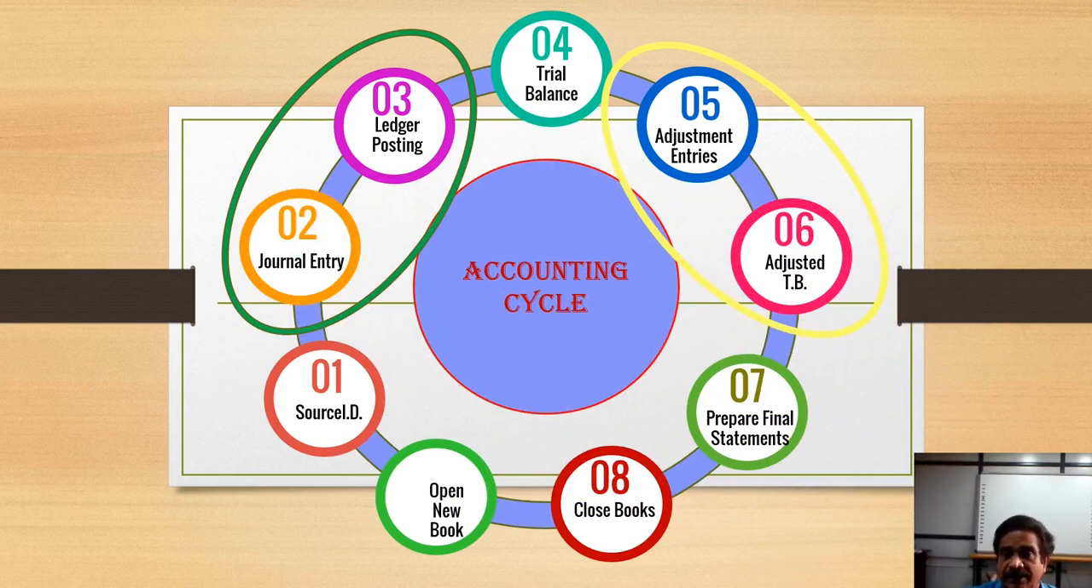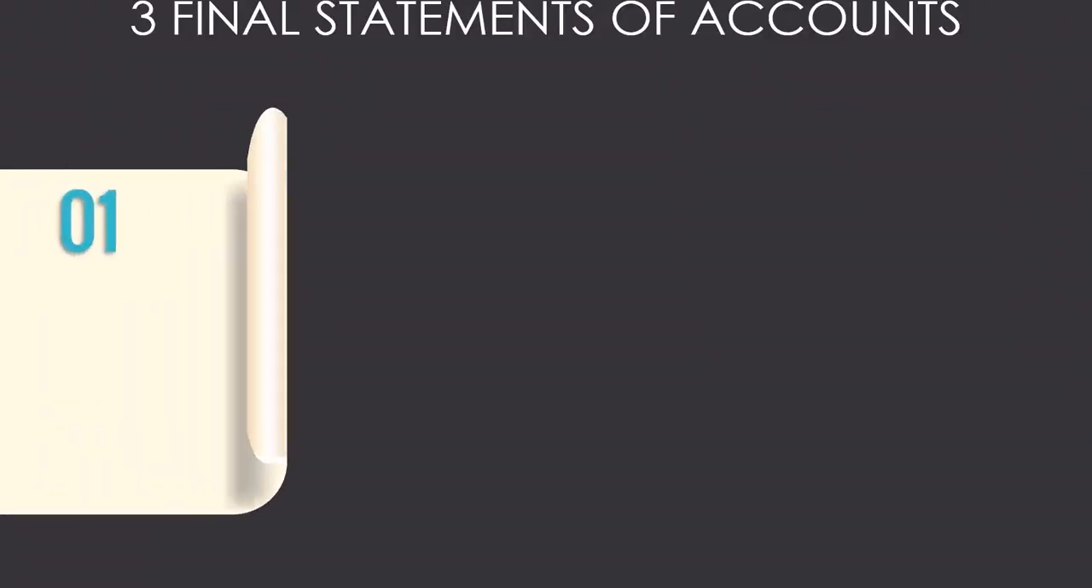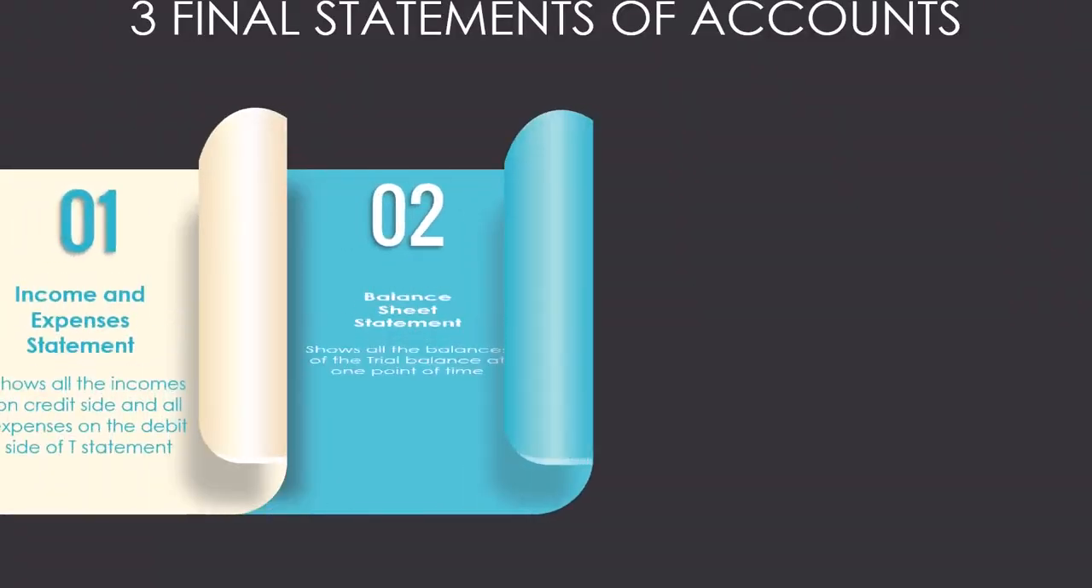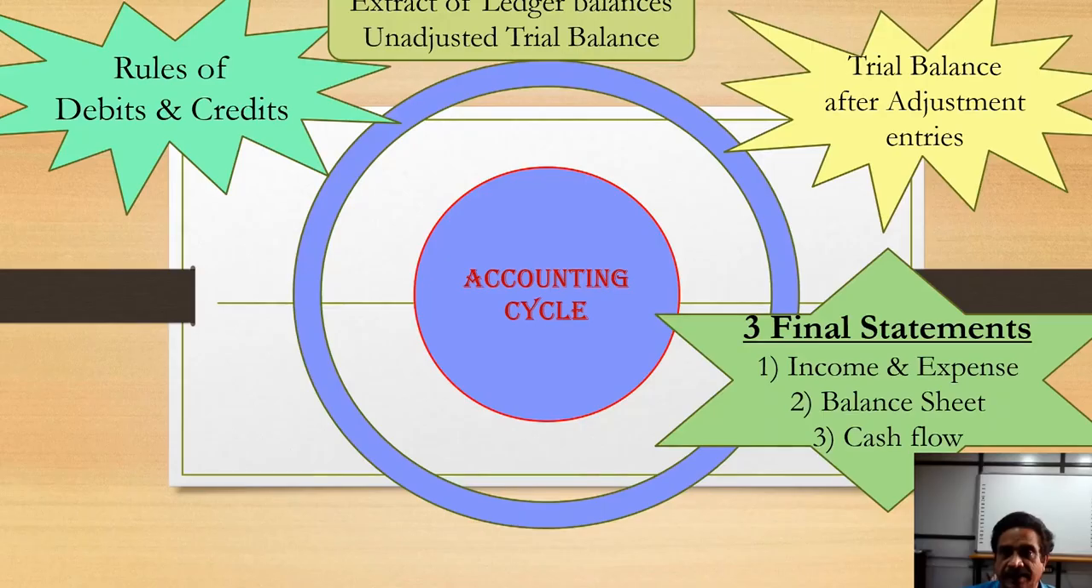Which are nothing but number 1 income and expenditure account, number 2 balance sheet, and number 3 cash flow statement. With this, I hope that you have understood very clearly that there are 4 segments in this accounting cycle which you must be very careful about.